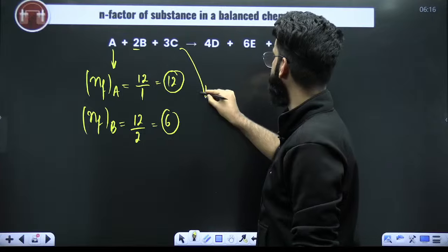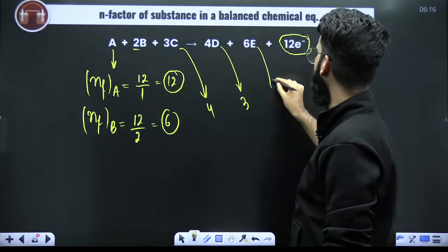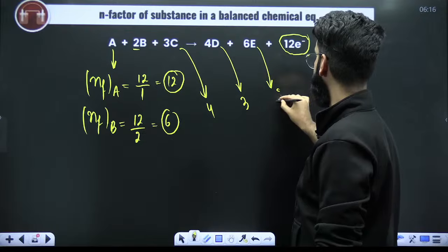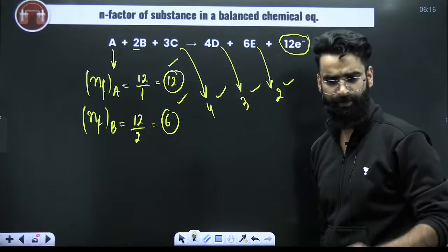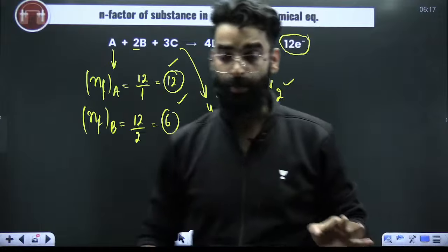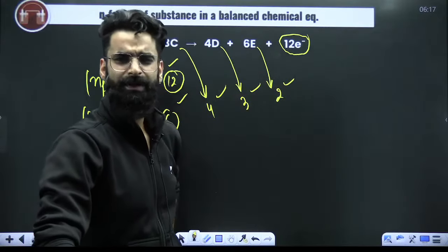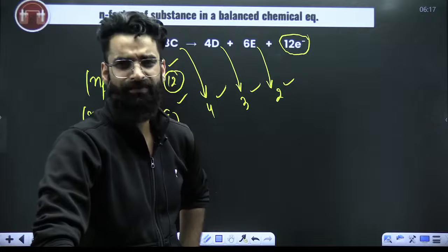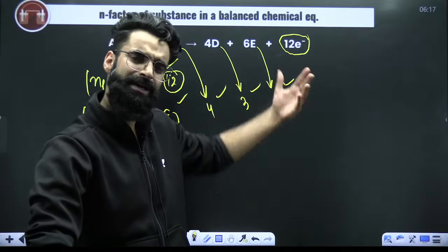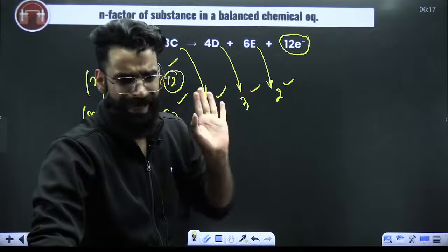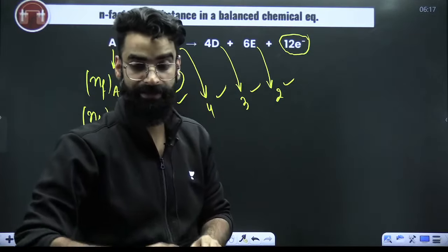Similarly, what is the n factor of C? 12 divided by 3, that's 4. 12 divided by 4, 3. 12 divided by 6, that is 2. So these are the respective n factors of these reactants and products. So basically, whenever you are given a balanced chemical equation, from the balanced chemical equation you can easily talk about the n factors of different substances. What you have to do? Moles of electrons exchanged divided by the stoichiometric coefficient of the reactant or product whose n factor is to be calculated. Remember this particular thing as well.